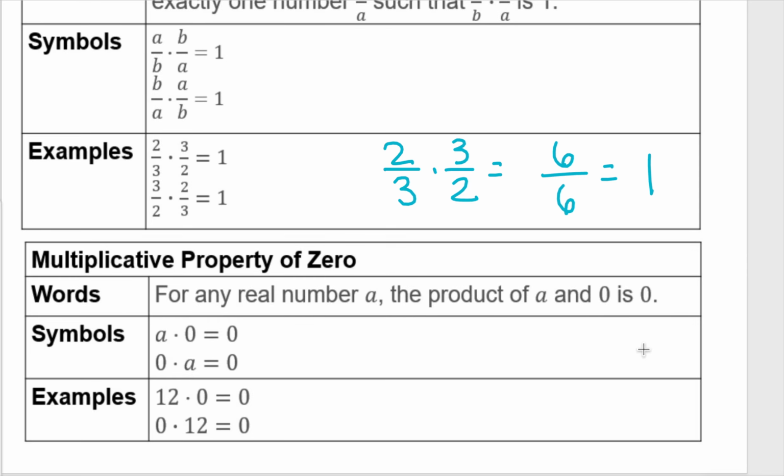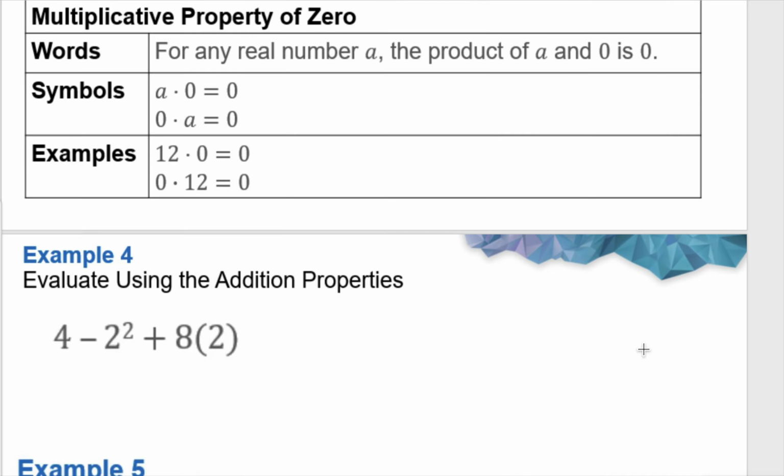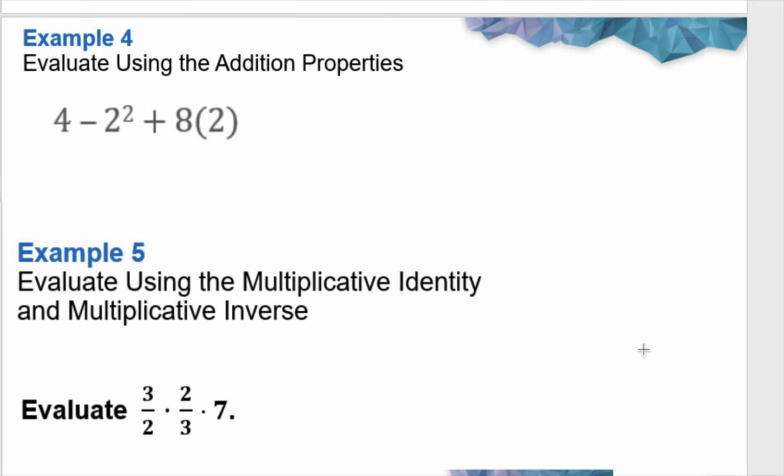Okay, so we're going to try a few of those properties, solving maybe the next 3-4 examples, and then we'll be done. Here we go. Using the addition properties, go ahead and pause the video here and evaluate it. Once you're done evaluating, click play to check your work.